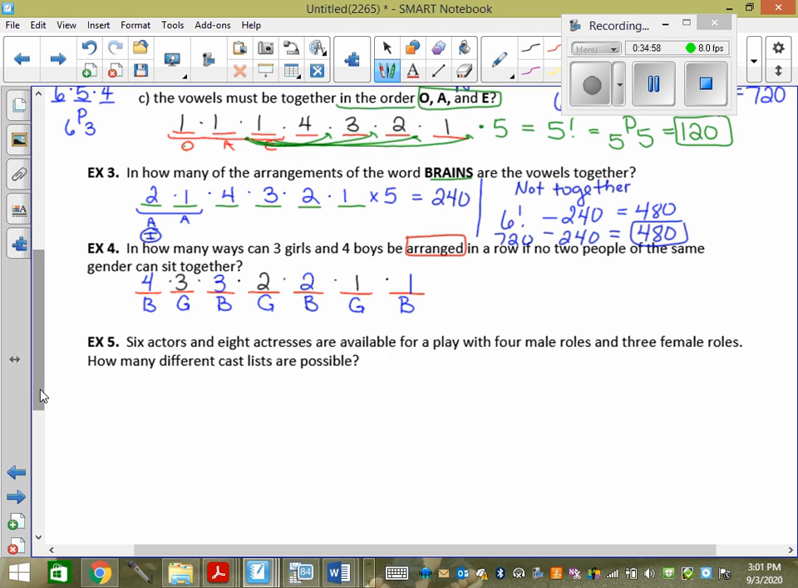Or if I look at the blue, what could I represent the blue with? Yeah, 4 factorial, exactly. Andrew, what could I represent the other numbers with? The other number? 3 factorial. Exactly. What does that get me? 144. Thank you.